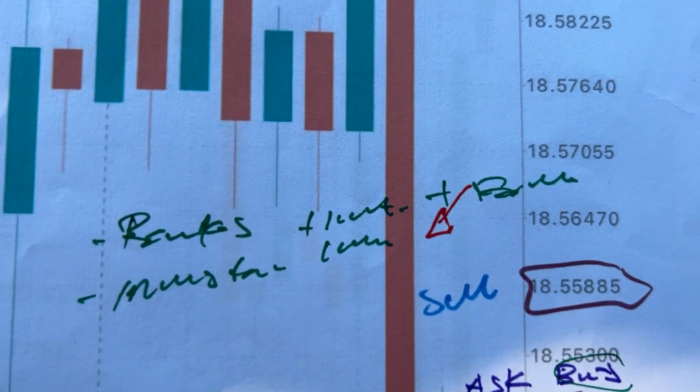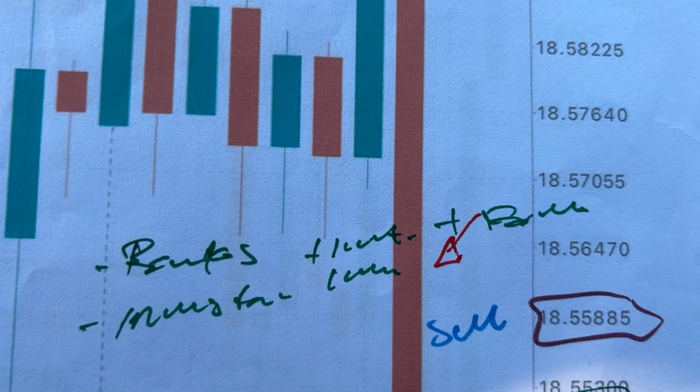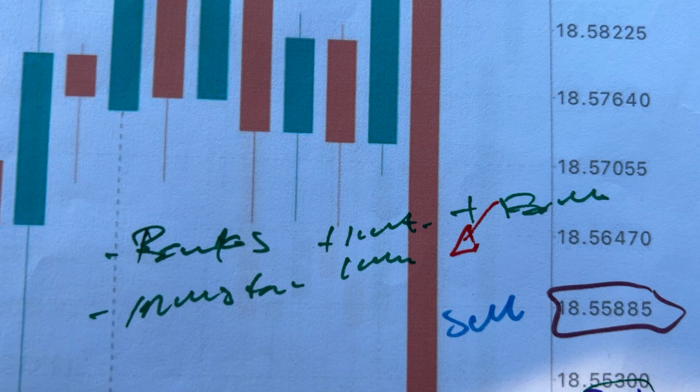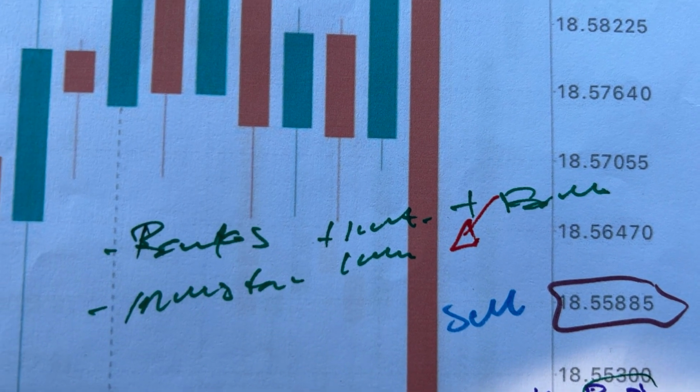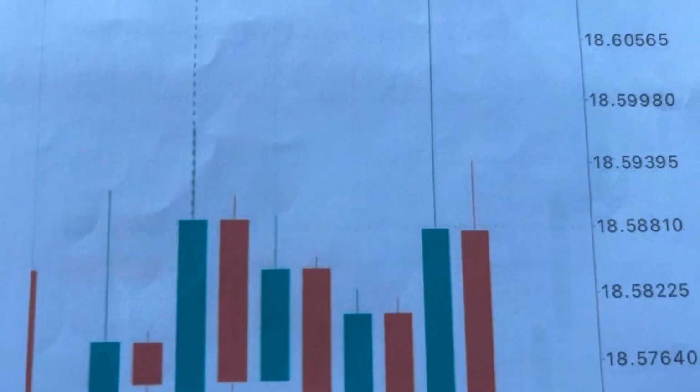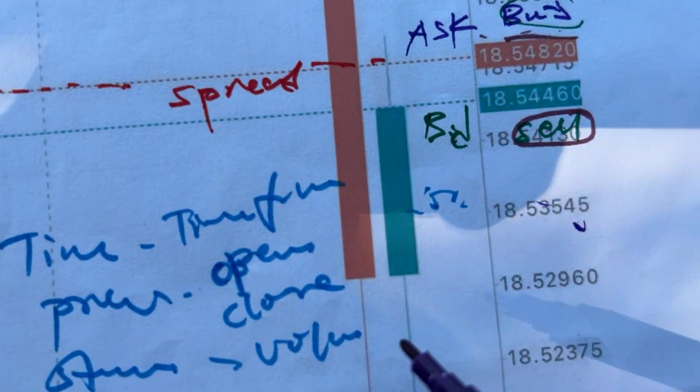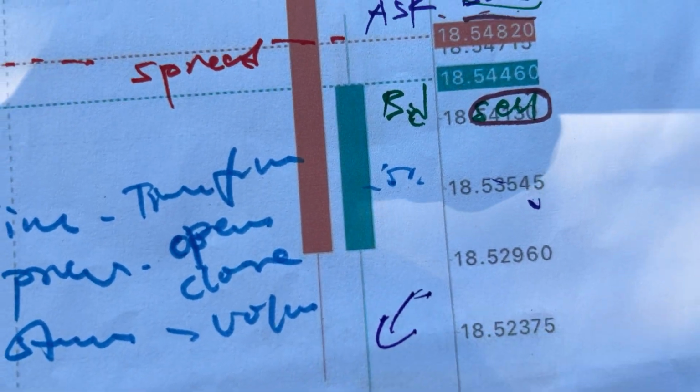So now, when it comes to trading on this candlestick pattern, for you to find the sniper entries, to find the sell here, and also find the buy at this level.